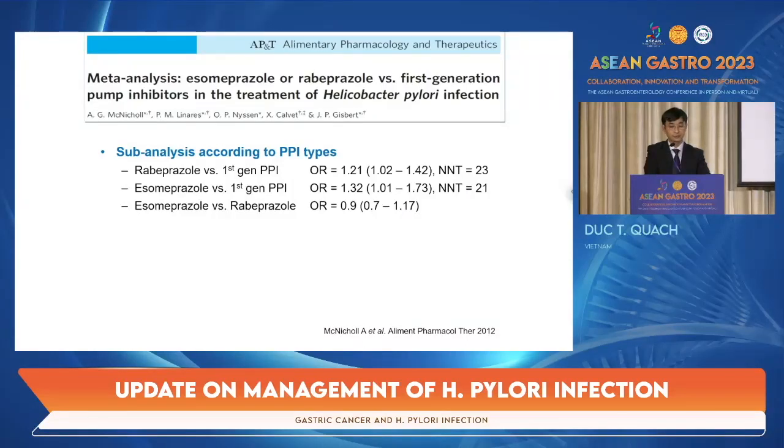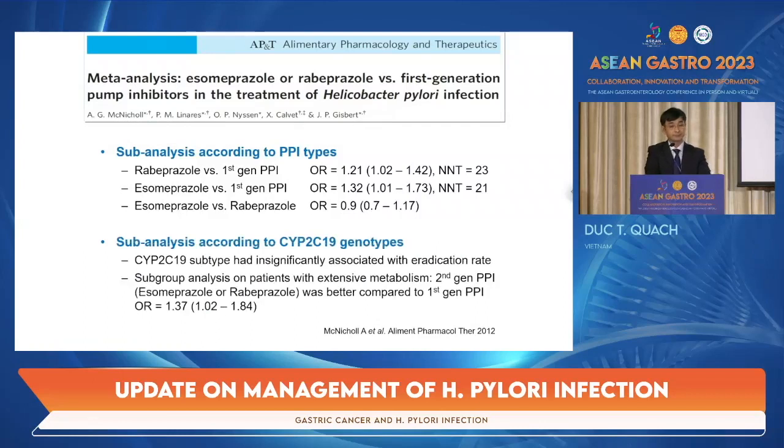And when we use these 2 PPIs in the regimen, we have the benefit with a number needed to treat of about 21 to 23, and there's no significant difference between the 2 agents. For a long time, we talked about the CYP2C19 genotype, but this meta-analysis shows that when we use rabeprazole or esomeprazole, there's no significant association between CYP2C19 and the eradication rate.